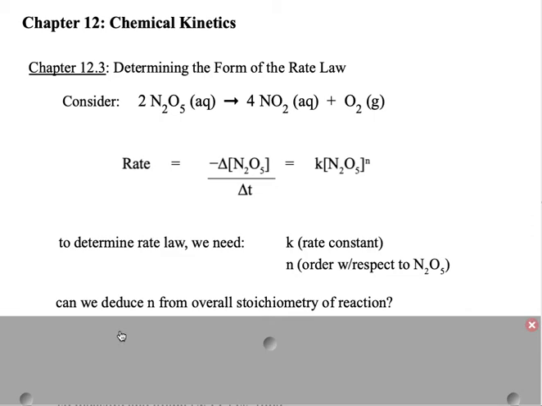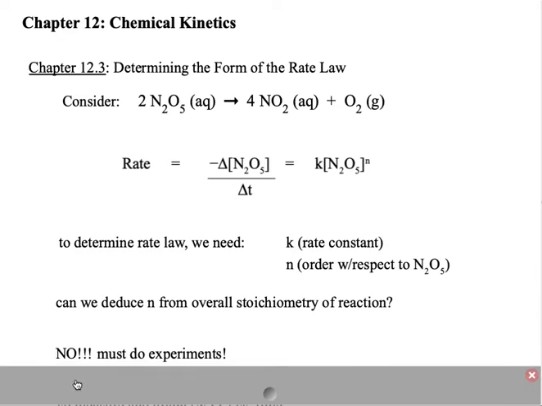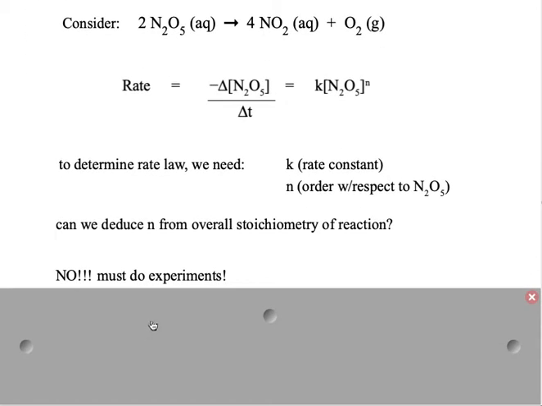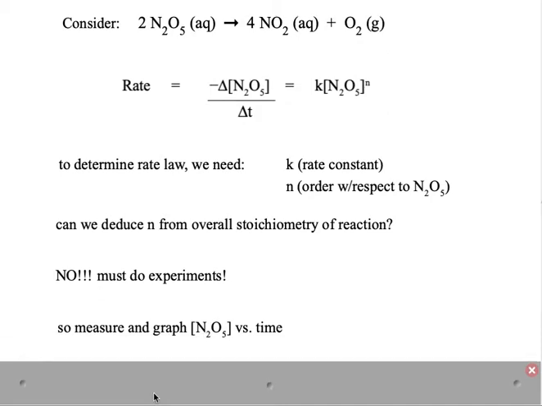So can we deduce n from the overall stoichiometry of the reaction? For example, because in this reaction the coefficient before N2O5 is 2, can we deduce that it must be second order with respect to N2O5? Well, life sure would be easy if that were the case, but it ain't. No, you have to do experiments. So the experiments we'll do will involve measuring and graphing the concentration of N2O5 as a function of time.